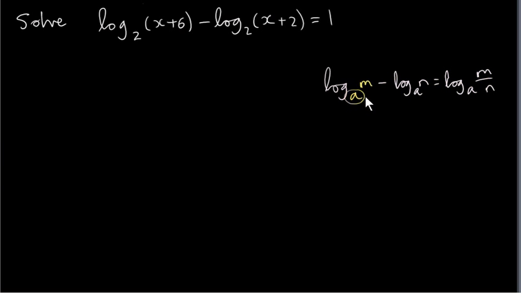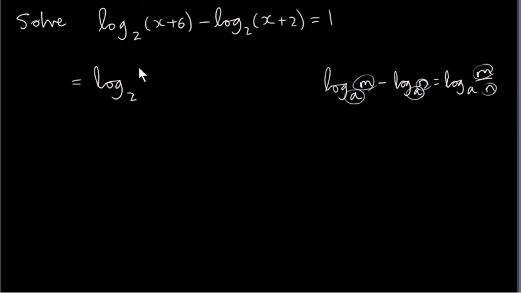So bases have to be the same. A can be any number, but they have to be the same, and they are here. A is 2 in this case. M is the argument of this log function. N is the argument of this other one. So we put the first argument over the second argument. We put m over n. M appears on top over n. So we want to write this as a single term.